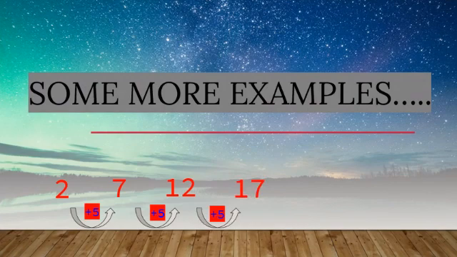Have a look at another example. Here the sequence has the first term 2. If I'm adding 5 in this, I'll get the second term as 7. Again in 7, if I add 5, I'll get the third term as 12. Again in 12, if I'm adding 5, I'll get the fourth term as 17. So the first term of the sequence a is equal to 2 and the common difference d is equal to 5. 7 is the second term, 12 is the third term, 17 is the fourth term. If I continue doing this process, I may get the further members of this sequence.